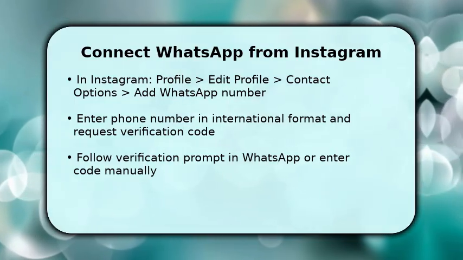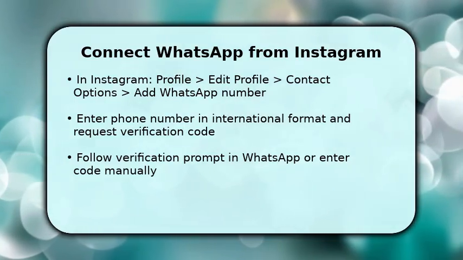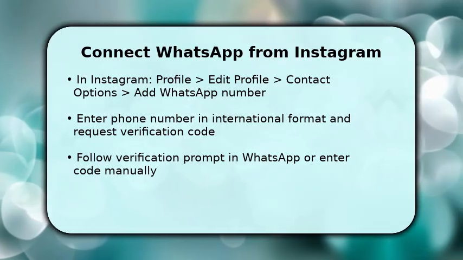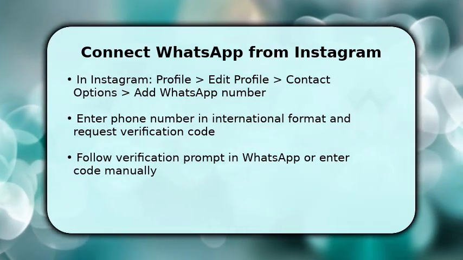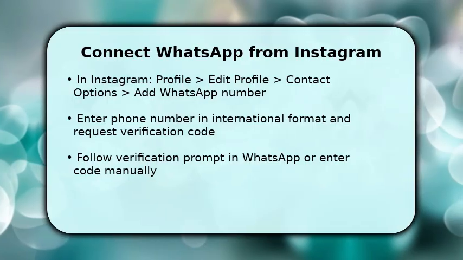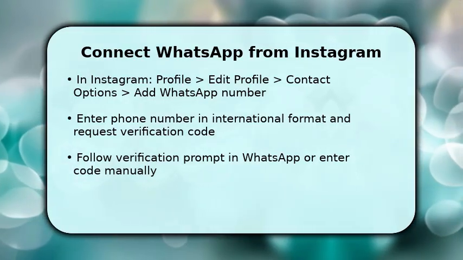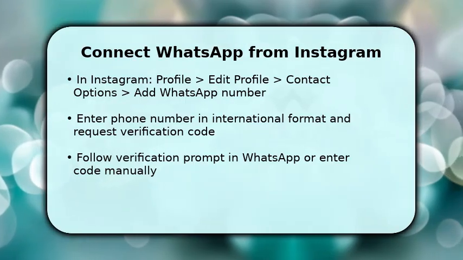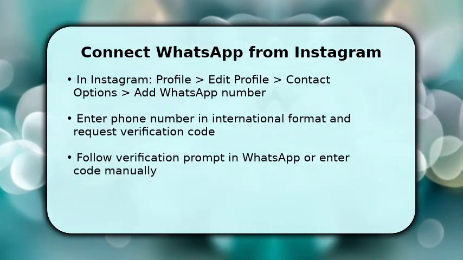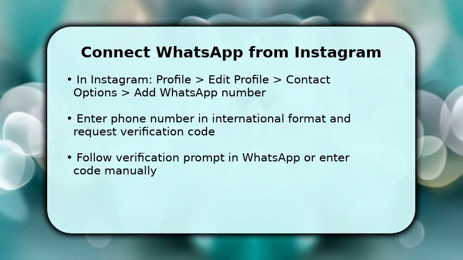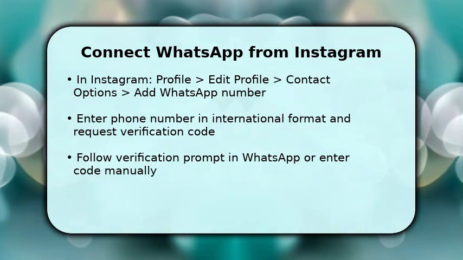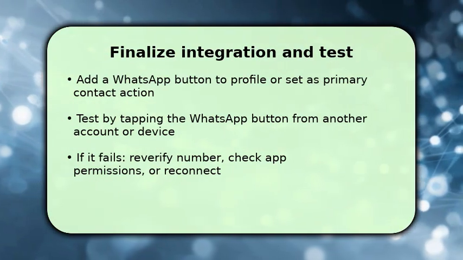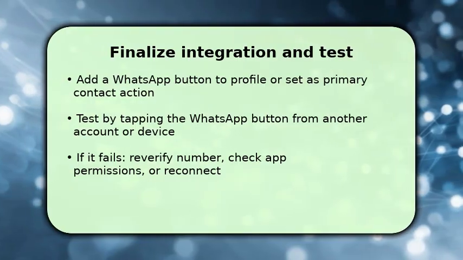Enter the phone number in international format so Instagram can route the verification. Once you tap Send Code, watch WhatsApp for an automatic link or receive an SMS code. Enter it on Instagram if needed. This step links the two services and enables actions like call to action buttons and contact labels, so complete verification before moving on.